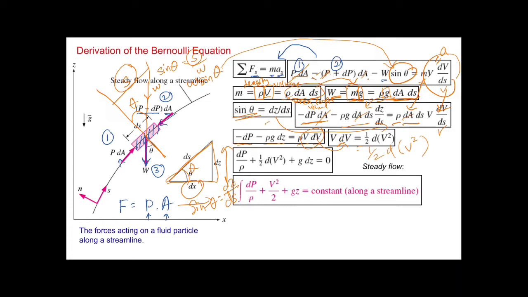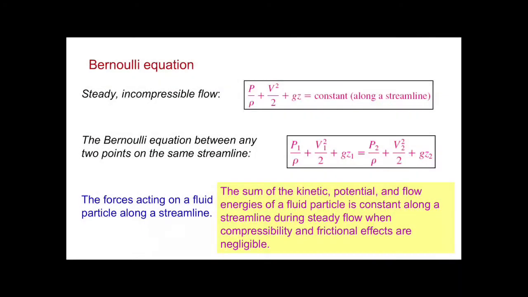And then you put all of them again in the table, and then you can have dp over rho. You just bring down the rho, plus half of d v to the power of 2, plus g dz. And then for steady flow, you can simply integrate, then it will become only p over rho plus v to the power of 2 over 2 plus gz. So the Bernoulli equation says, as I mentioned before, for steady incompressible flow, we can make use of this Bernoulli equation specifically.